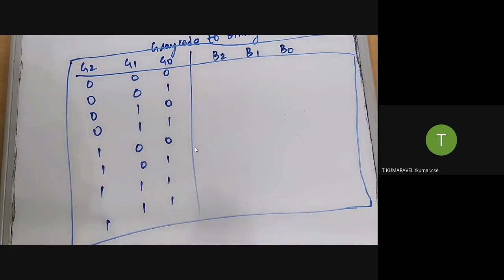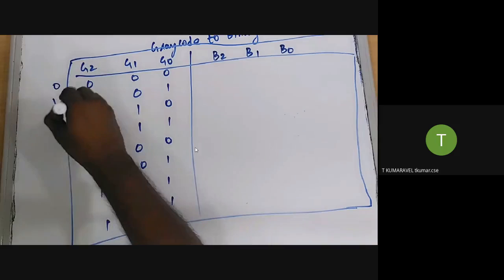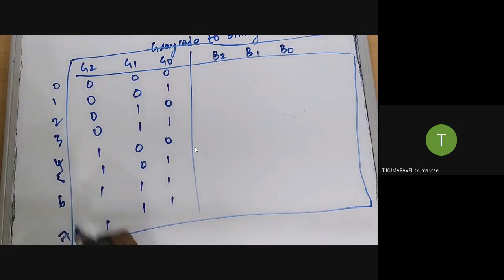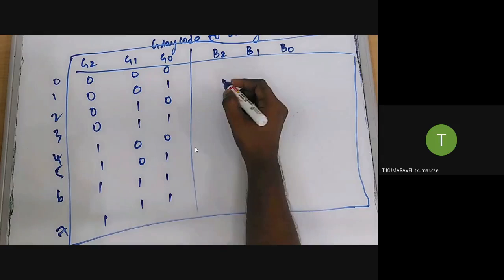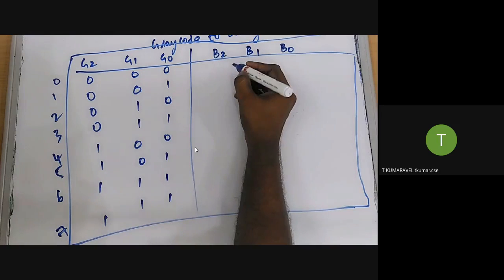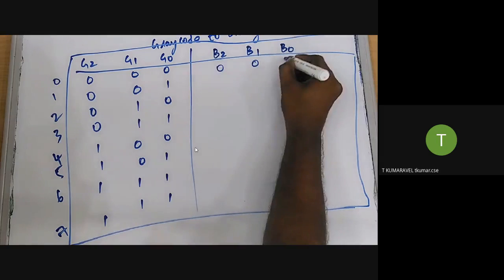Already I told you how to convert gray code into binary code. You are only going to tell the answer. This is 0, 1, 2, 3, 4, 5, 6, and 7. What is the answer for the first one? 0, 0, 0. Okay, what about the second one?